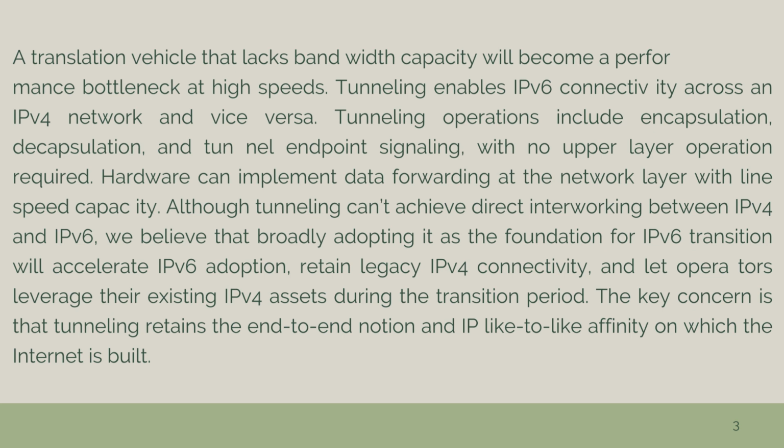Tunneling enables IPv6 connectivity across an IPv4 network and vice versa. Tunneling operations include encapsulation, decapsulation, and tunnel endpoint signaling, with no upper layer operation required. Hardware can implement data forwarding at the network layer with line speed capacity, although tunneling can't achieve direct interworking between IPv4 and IPv6. We believe that broadly adopting it as the foundation of IPv6 transition will accelerate IPv6 adoption, retain legacy IPv4 connectivity, and let operators reuse their existing IPv4 assets during the transition period. The key concern is that tunneling retains the end-to-end notion and IP like-to-like affinity on which the internet is built.